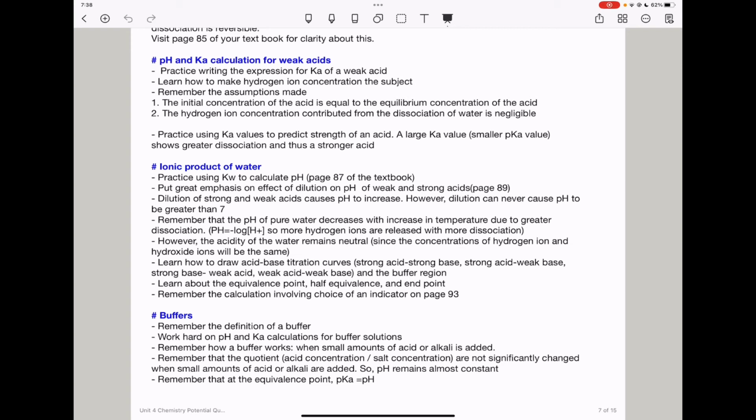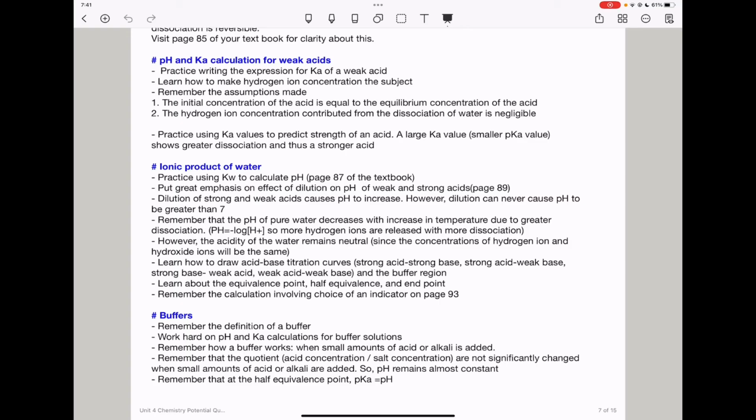Lastly, they will ask about buffers. You need to remember the definition of a buffer. You need to work hard on the pH and Ka calculations for buffer solutions. You also need to remember how a buffer works when small amounts of acid or alkali are added.